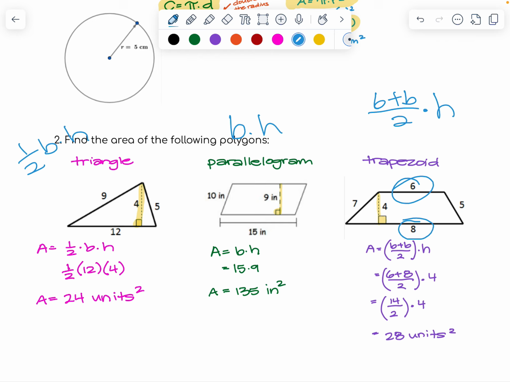On the first one, do not use this 5. That is not how tall or high that triangle is. That is not our height. All right, for the parallelogram, this slanted height, we do not use it. We just use 15 times 9. For the trapezoid, we do not use the slanted heights of 7 and 5. So take those out when you're doing the problem.